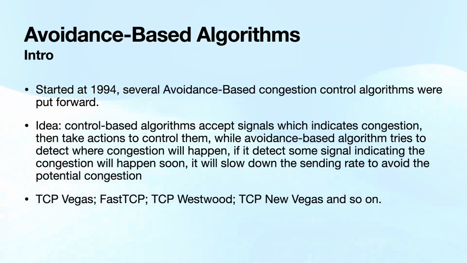Then let's talk about avoidance-based algorithms. Starting in 1994, several avoidance-based congestion control algorithms were put forward. The idea is that control-based algorithms accept signals which indicate congestion, then take actions to control it, while an avoidance-based algorithm tries to detect where congestion will happen. If it detects some signal indicating that congestion will happen soon, it will slow down the sending rate to avoid the potential congestion. There are some sample algorithms.